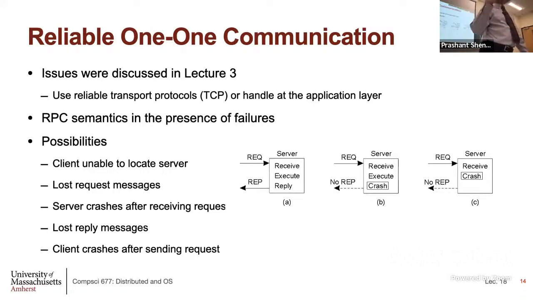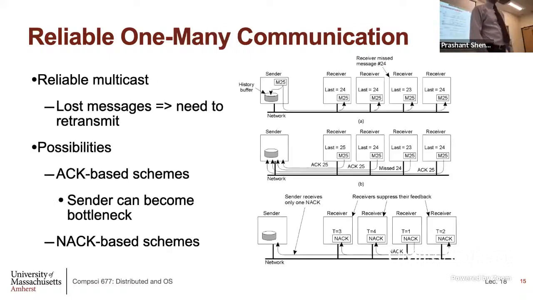A lot of this we could deal with TCP because TCP takes care of the networking problem. Okay? It will retransmit packets until they are received and you get an acknowledgement, so you don't need to deal with it. Okay? But if you now have many-to-one communication, then you have a slightly different problem. So this many-to-one communication is called multicast.